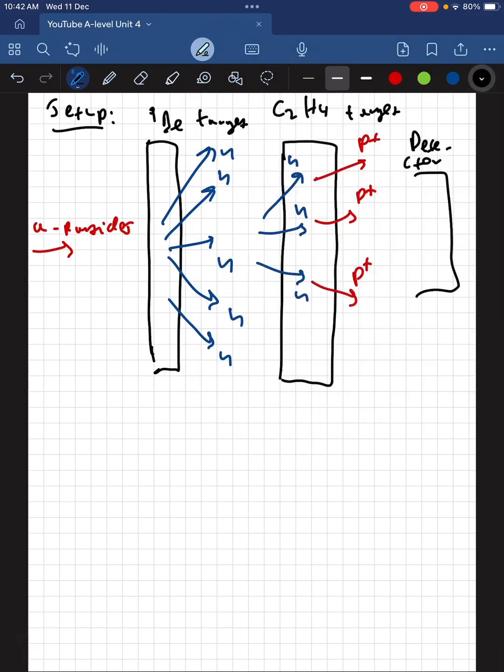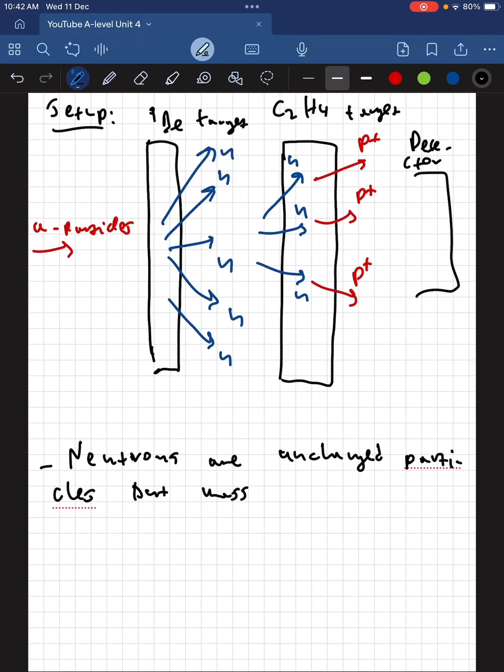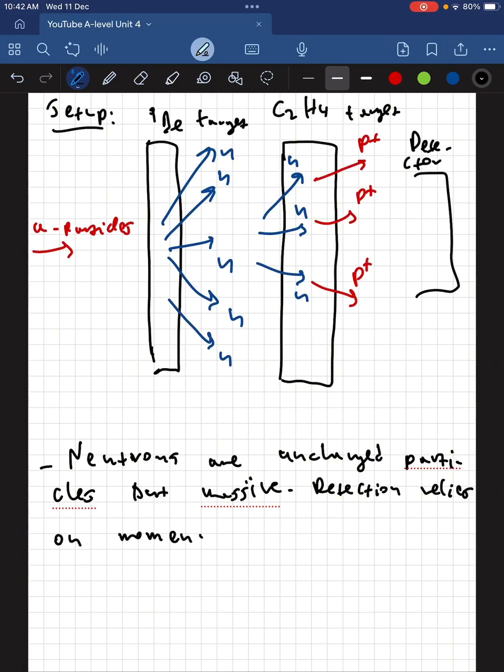So this is what Chadwick concluded, that neutrons are uncharged particles, but massive. And how do we know that? From the conservation of momentum, pretty much, okay? So the detection was possible. So detection relies on momentum conservation.